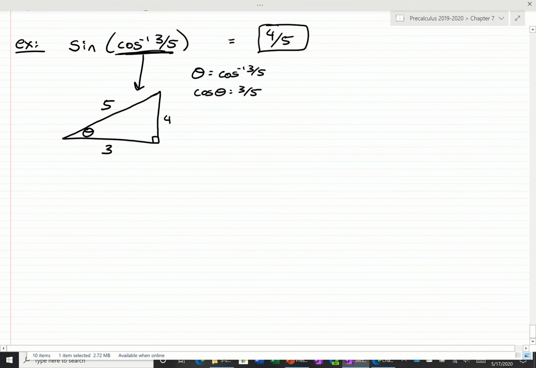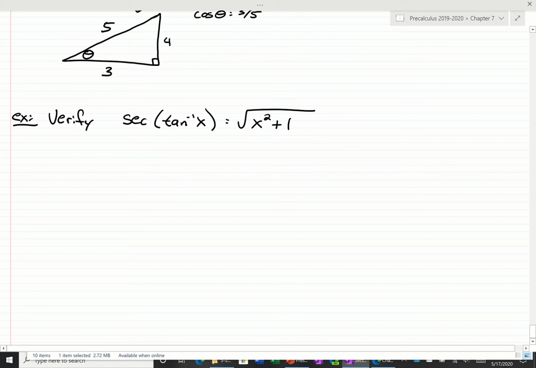The sine of the angle you get from the inverse cosine of 3/5 is 4/5, right? So let me show you what this looks like. We did this kind of stuff before, but let me show you what it'll look like in this section. I'll ask you to verify that the secant of the inverse tangent of x is equal to the square root of x squared plus 1.